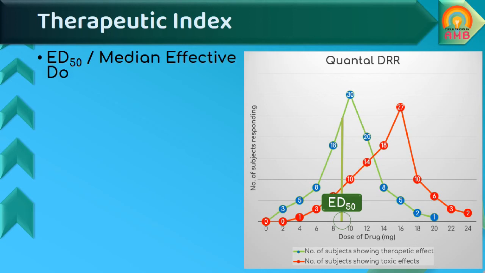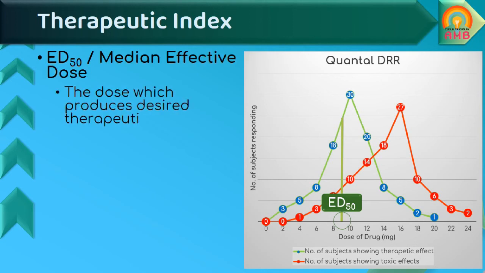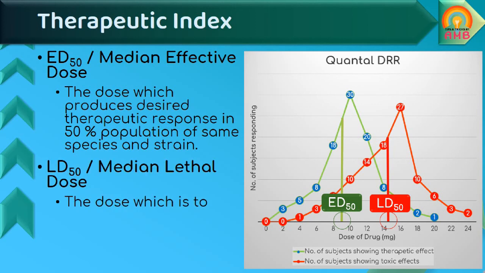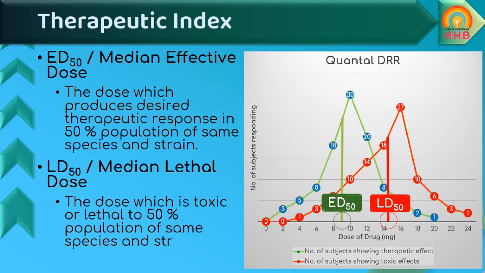Thus, ED50 is defined as the dose which produces desired response in 50% population of same species and same strain. While in case of red graph, that is toxic effect as response, 50% subjects are responded at the dose of about 15 mg. This is called as LD50, that is median lethal dose. Thus LD50 is defined as the dose which is toxic or lethal in 50% population of same species and strain.